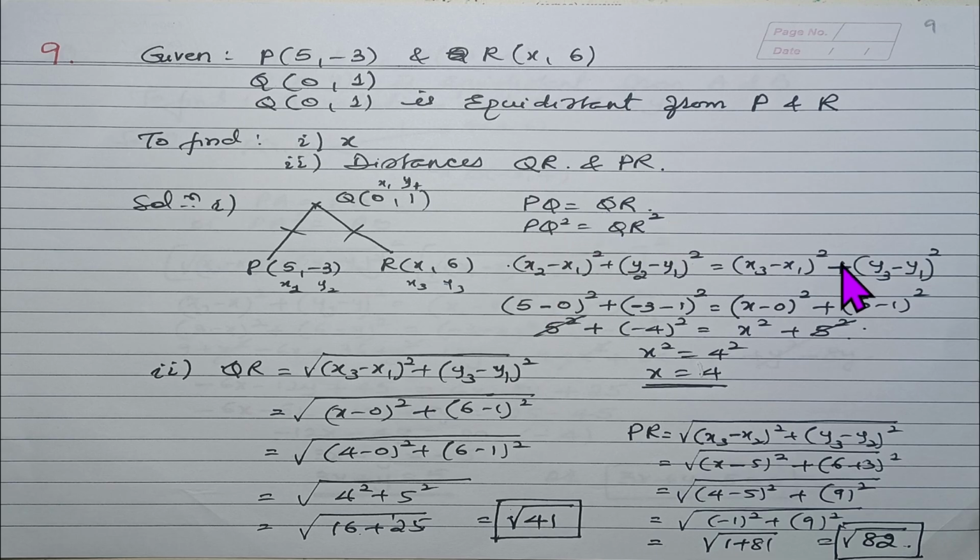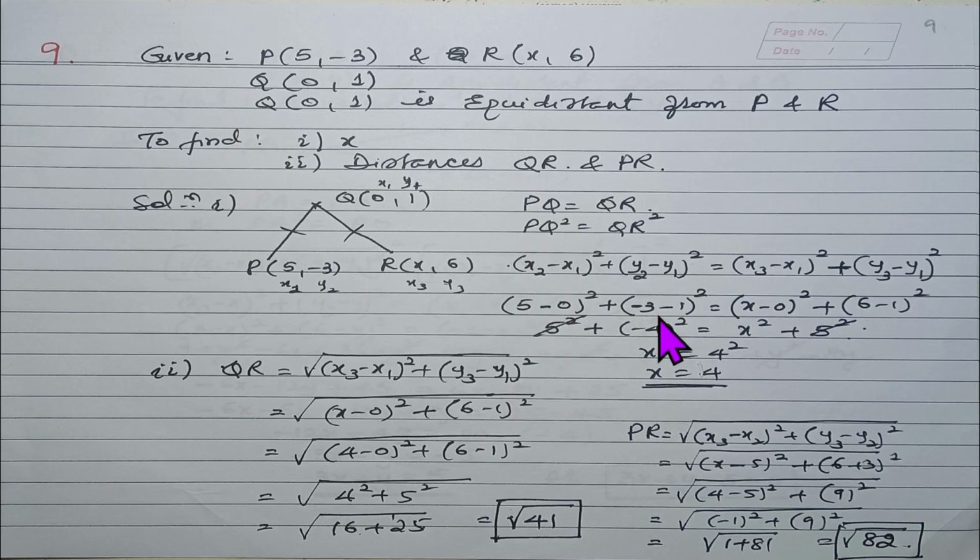Therefore, applying the distance formula on both the sides and squaring them, we get (x2 minus x1) whole square plus (y2 minus y1) whole square equals (x3 minus x1) whole square plus (y3 minus y1) whole square. Substituting the values here, very simple again. Here we got x2 and x1. So (5 minus 0) whole square plus (minus 3 minus 1) whole square equal to (x3 minus x1), that is (x minus 0) whole square plus (y3 minus y1), that is (6 minus 1) whole square.